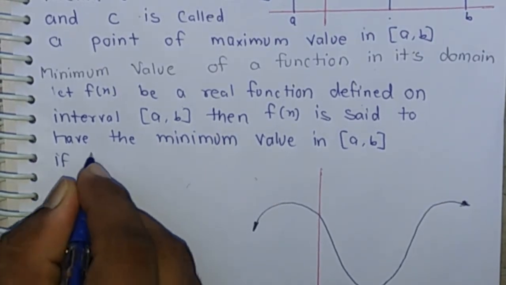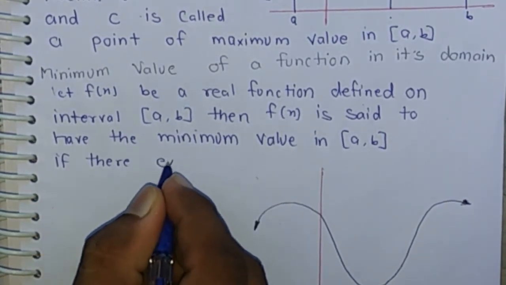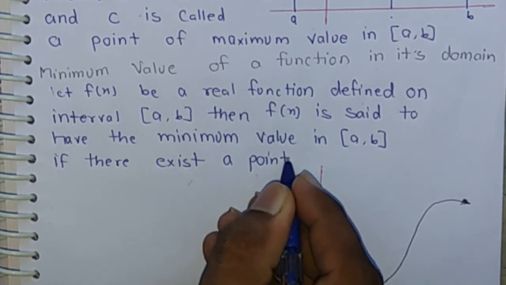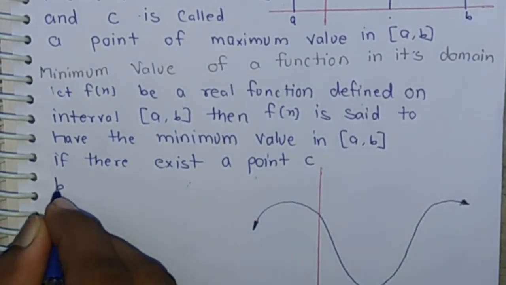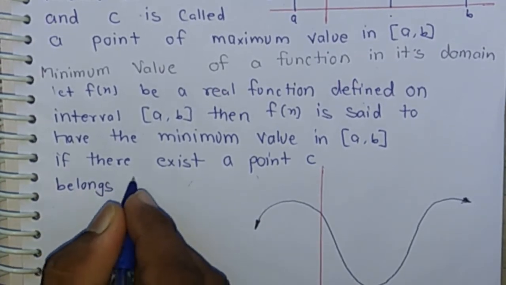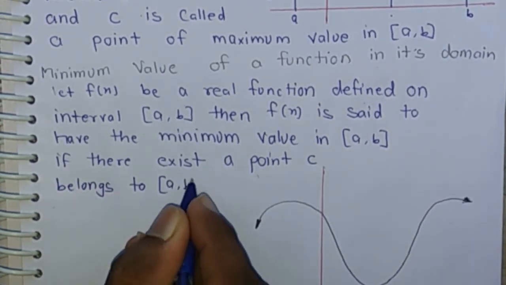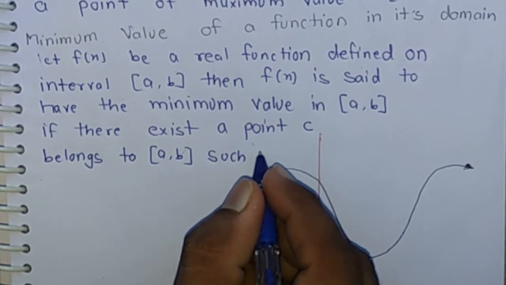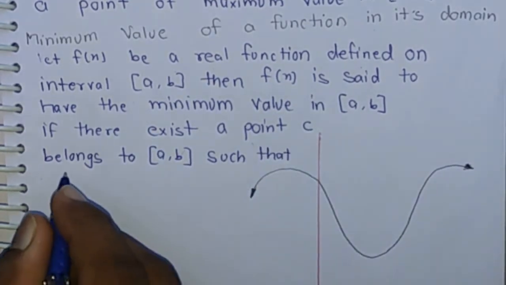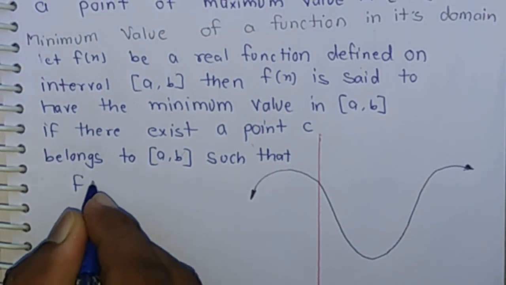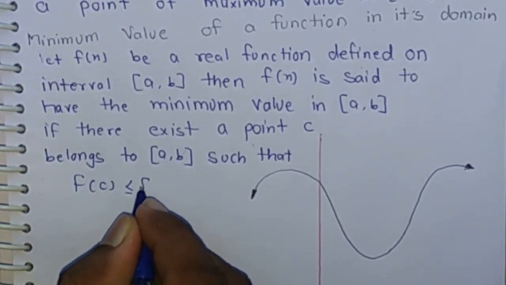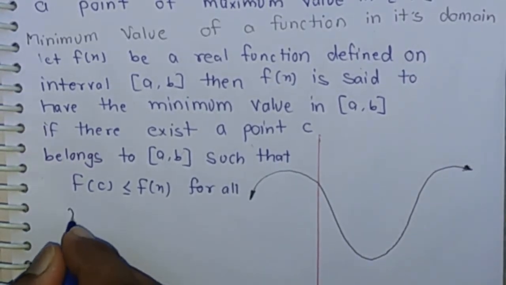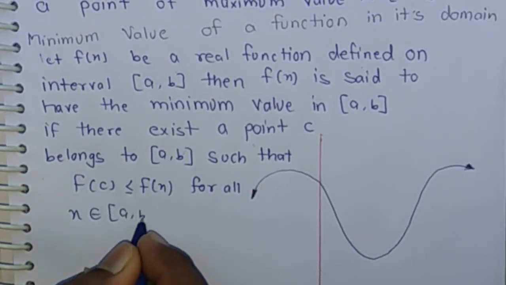if there exists a point c belonging to interval [a, b] such that f(c) is less than or equal to f(x) for all x belonging to [a, b].